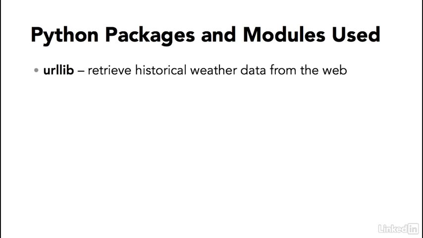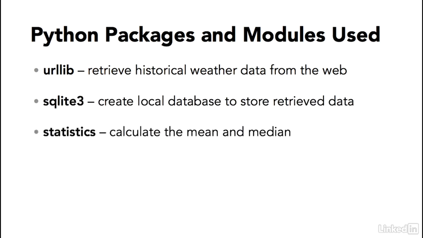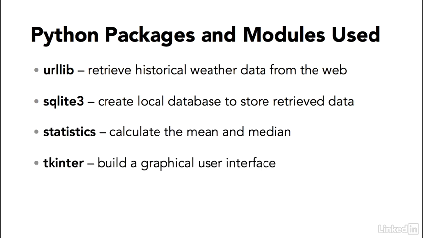The solution I've created is written only using packages and modules that are included with the standard Python distribution. In these videos, I'll show you how I used the urllib package to access the Navy's website to retrieve historical data for Lake Pend Oreille. I used the SQLite 3 module to create a database to store a local copy of the retrieved data. I used the new statistics module, which was introduced as a standard module in Python 3.4, to calculate the mean and median values for a range of dates. And finally, I used the tkinter package to build a customized graphical user interface for the application.